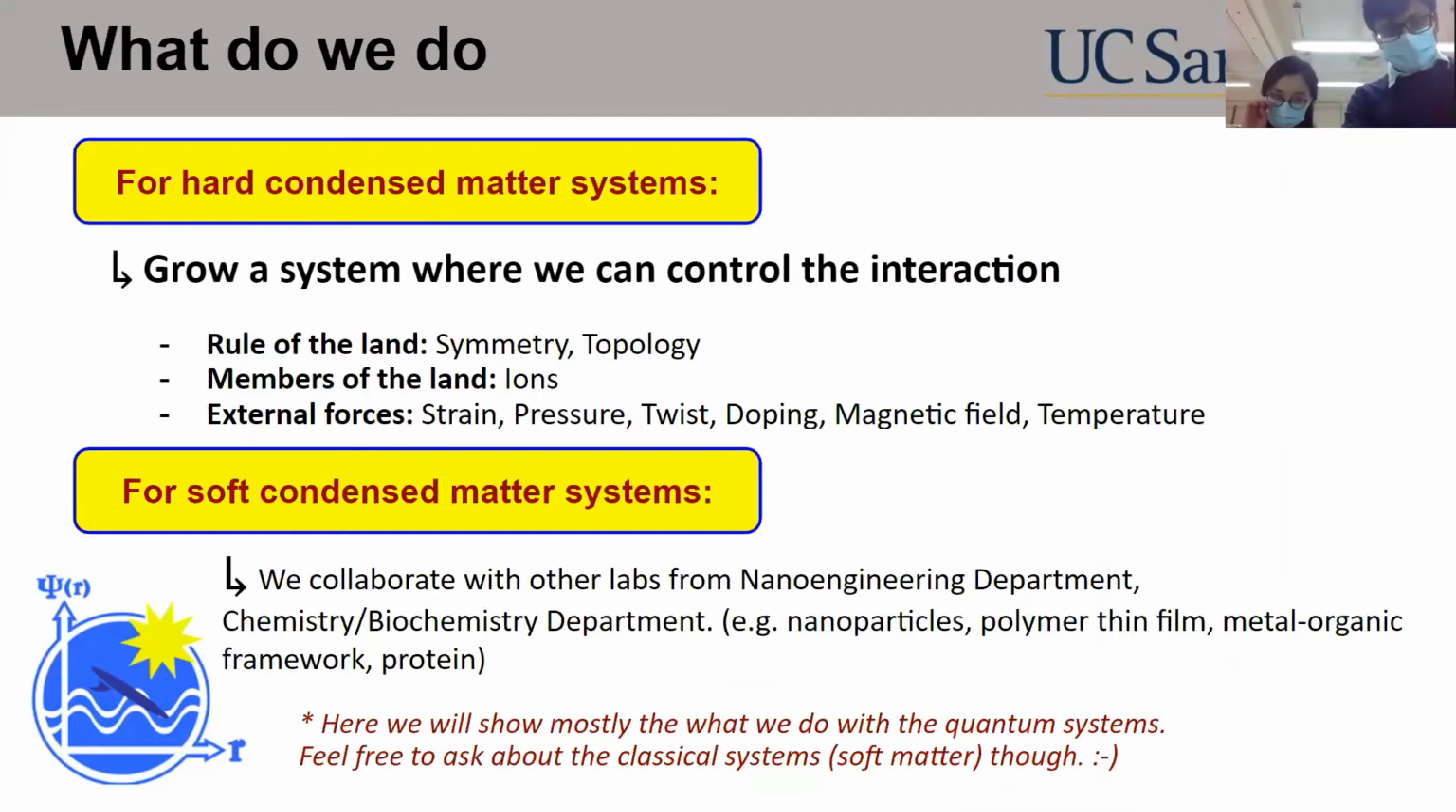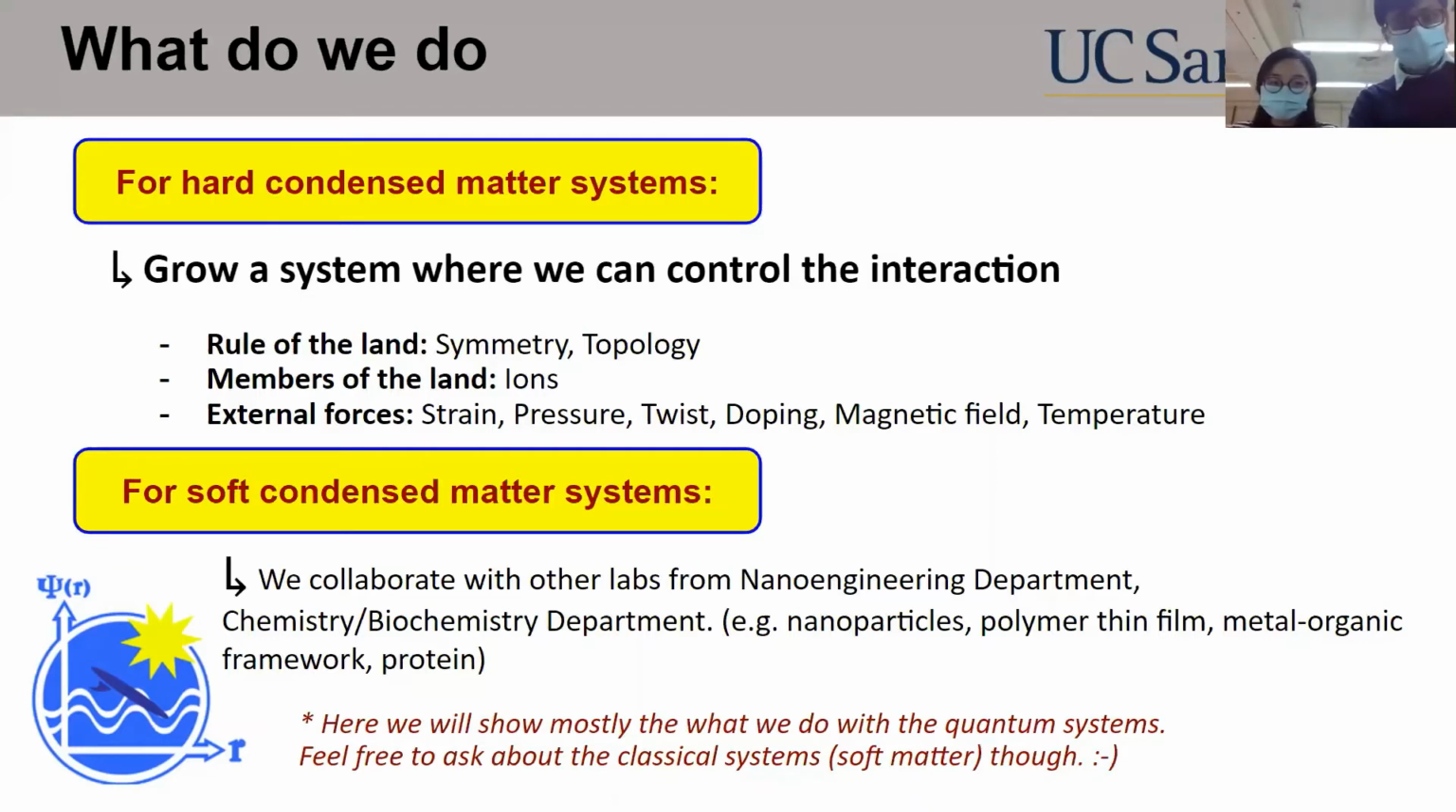So what do we do? To study these systems, we grow a system where we can control this interaction. Like the rule of the land that I said for the 3-particle thing, we will ask: what is the symmetry of this thing? What are the different states it can take? What is the topology of this place? The electrons and photons are the defined things that we study, but the main ingredient in controlling the interaction are the ions. And there are external forces, like how much strain we can give, how much pressure we can apply, twists we can apply, doping, magnetic field, temperature, and all sorts of that.